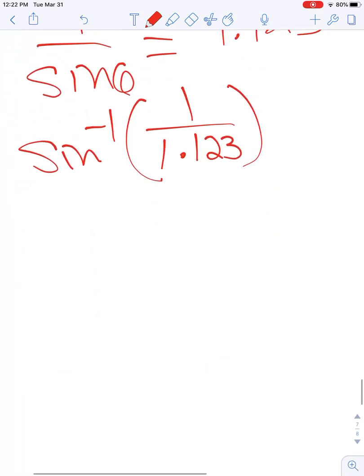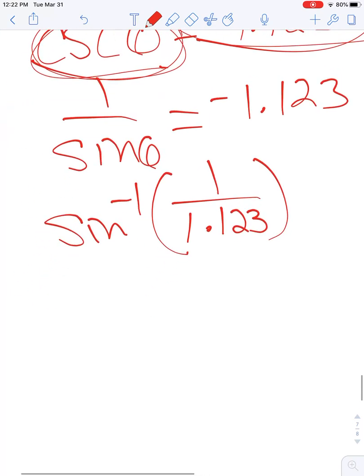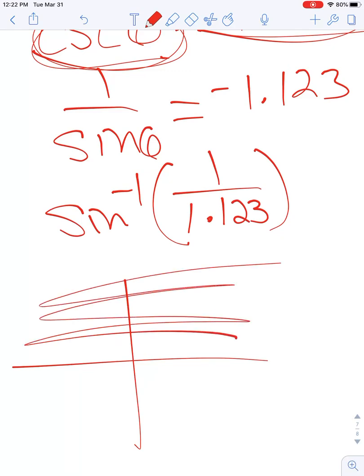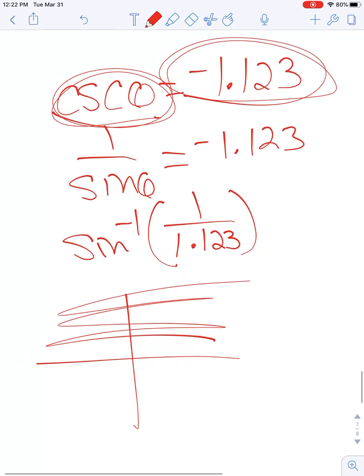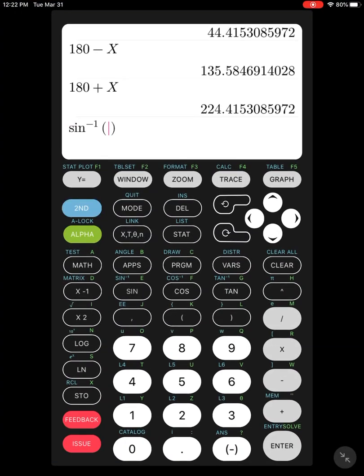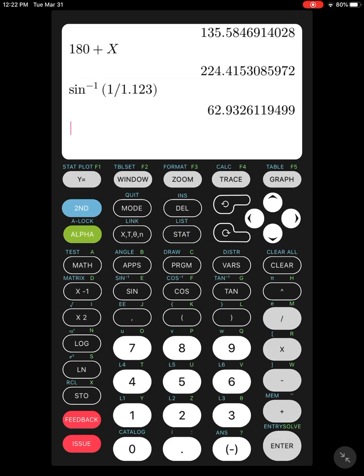Once again, take note, I am not putting in the negative. I know sine is negative in 3 and 4. So I'm not putting in the negative here. So I go to the calculator. Inverse sine of 1.123. Nope. I need to go 1 divided by. So there's my reference angle, 62.9 and so on. Stow it in for x.